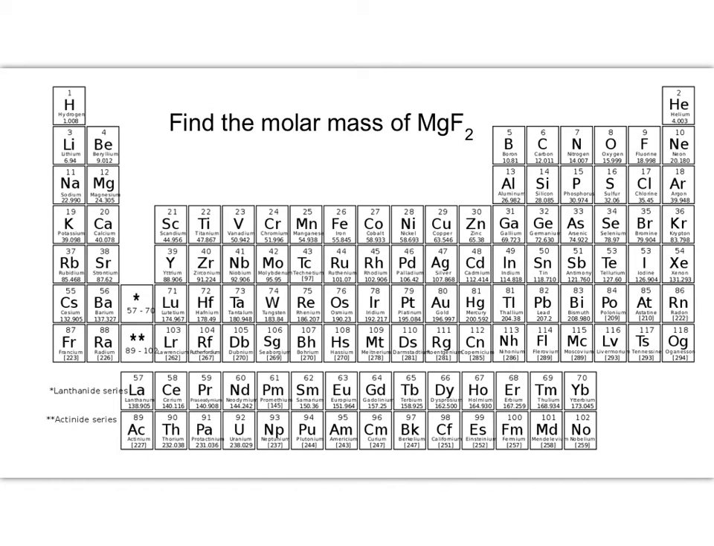Okay, here's a few for you to try. Find the molar mass of magnesium fluoride, MgF2. So you take magnesium, which is 24.3, plus fluorine, which is, we'll round that to 19, but that's times 2. So 24.3 plus 38 is 62.3 grams.